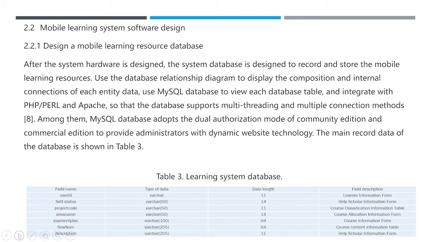Use MySQL database to view each database table and integrate with PHP or PERL and a patch so that the database supports multi-threading and multiple connection methods. Among them, the MySQL database adopts the dual authorization mode of community edition and commercial edition to provide administrators with dynamic website technology. The main record data of the database is shown in Table 3.